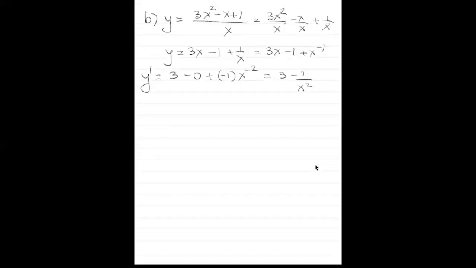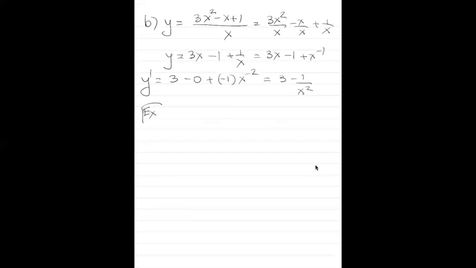Now we find the derivative. y prime is equal to 3. The derivative of 3x is 3. The derivative of a constant is 0. And then we're using the power rule here. Negative 1 goes on the front, x to the power negative 2. So 3 minus 1 over x squared, and we can leave it like this.